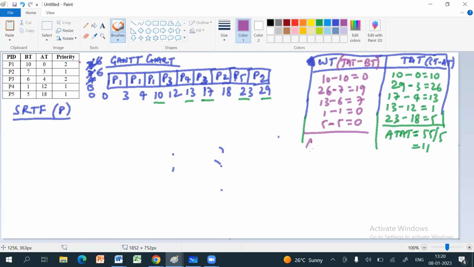So the average wait time will again be the sum of all the wait times divided by the total number of processes. So that would be 26 by 5, which is equal to 5.2.